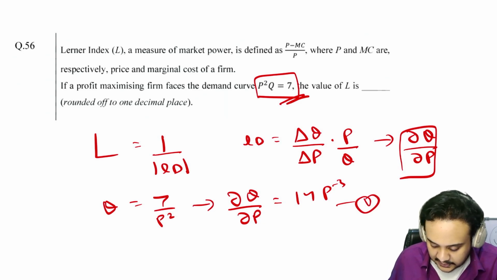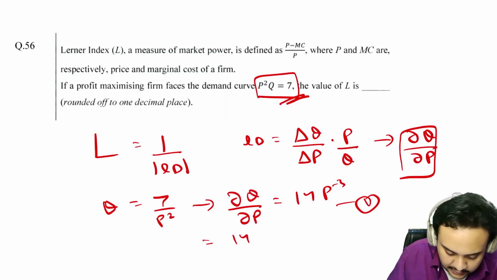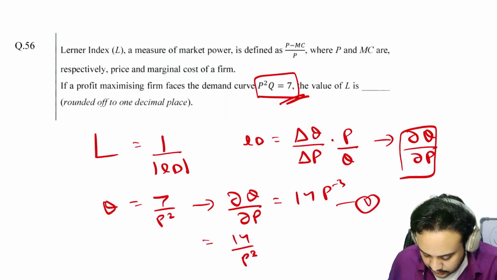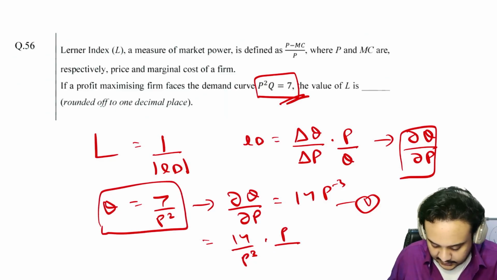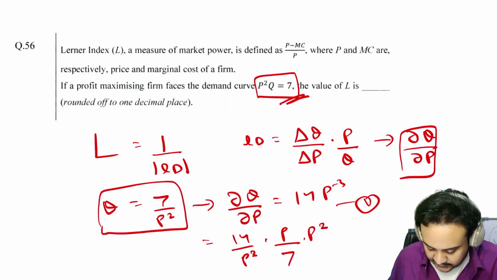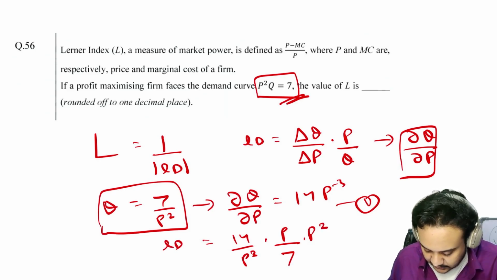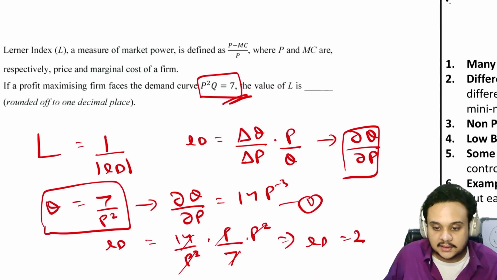Now all you have to do is multiply this with p upon q. So 14, or you can write 14 upon p cube, multiplied by p divided by what was q? Q was 7 upon p square, so that will also go in the numerator. And what are we calculating? This is the price elasticity of demand. Okay, so p cube gets cancelled, this gets cancelled, we get elasticity of demand is equal to 2. It is equal to 2, right?